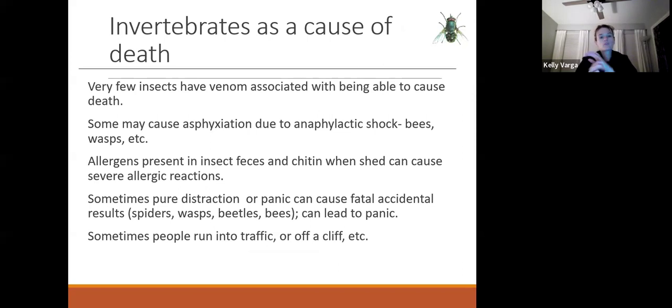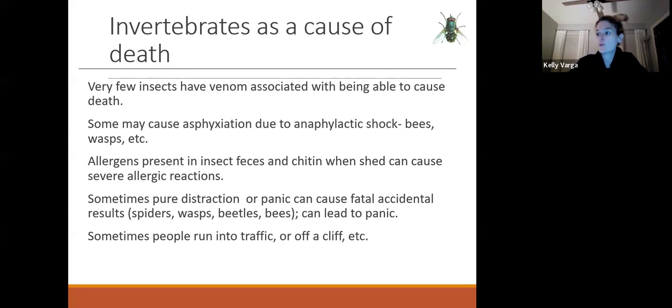So as we saw in chapter 8, sometimes invertebrates are the cause of death. Very few insects have venom associated with them being the cause of death, but some can sting and cause anaphylactic shock, right? They can cause asphyxiation due to anaphylactic shock. And again, allergens, maybe they're not stinging, maybe it's the allergens presented in their feces or in their exoskeleton as they're shedding. This can cause very severe allergic reactions, but also can lead potentially to anaphylactic shock.